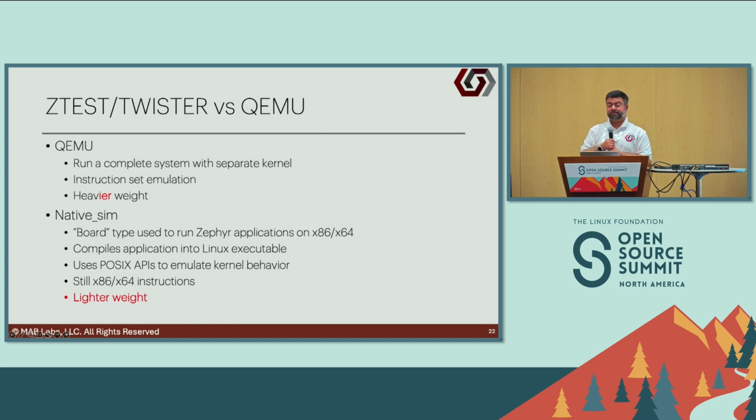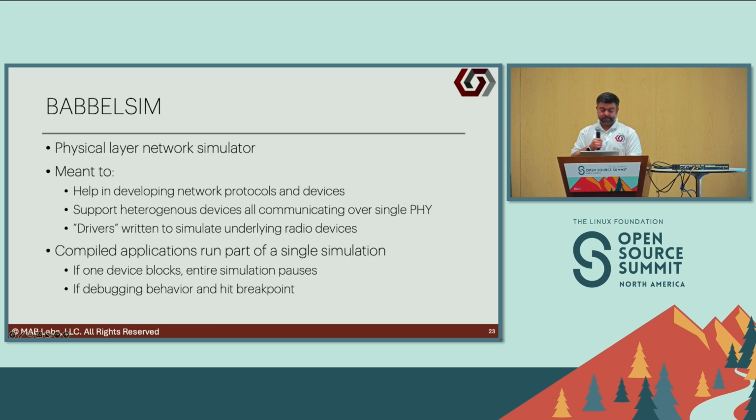You're using the native sim board, and it's not emulating anything. It's actually just running the instructions of your native PC. So you're running something that's compiled for x86 or x64. And like I said, if you have certain kernel behavior implemented as part of your test application, you're using those POSIX APIs, those POSIX implementations of threading and tasking, and those are implemented using standard x86. And it's much lighter weight. So that's a comparison between ztest, Twister, and QEMU.